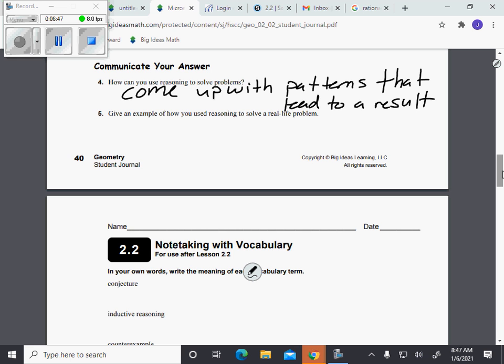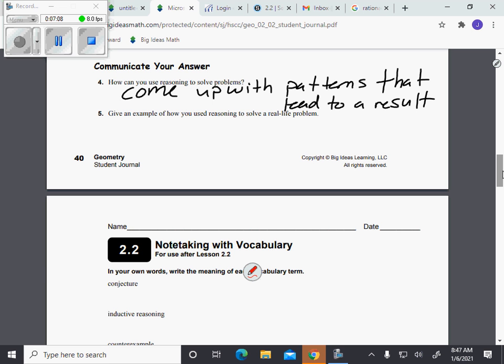Number 5 says, give an example of how you used reasoning to solve a real-life problem. I'm going to use a math example because that's who I am. That's what I like to do.